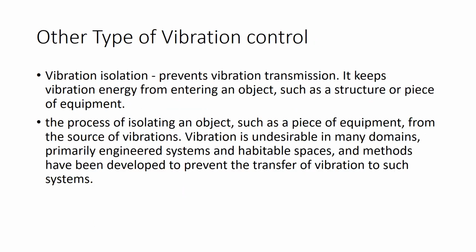Another type of vibration control is vibration isolation, the process of isolating an object, such as a piece of equipment, from the source of vibration. Vibration is undesirable in many domains, primarily engineered systems and habitable spaces, and methods have been developed to prevent the transfer of vibration to such systems. Vibrations propagate via mechanical waves, and certain mechanical linkages conduct vibration more efficiently than others.